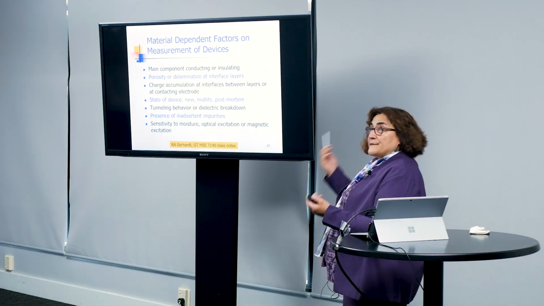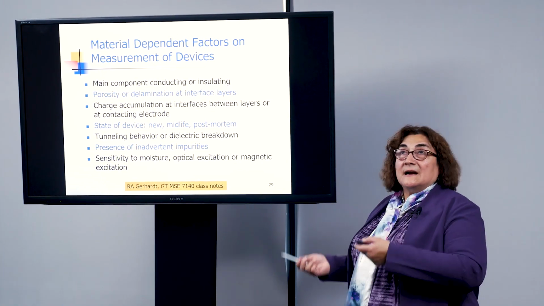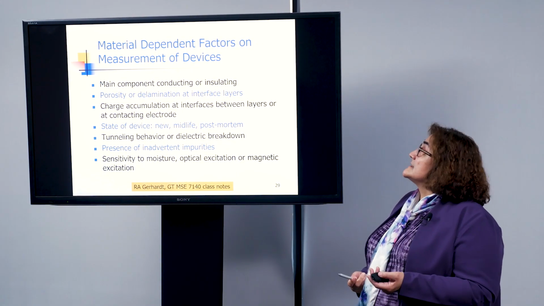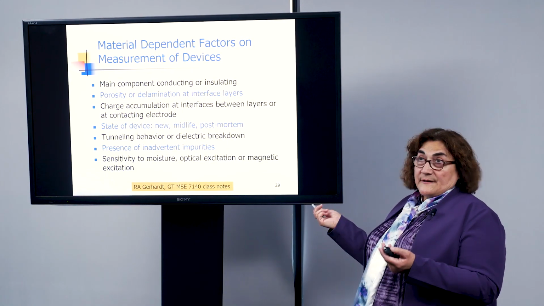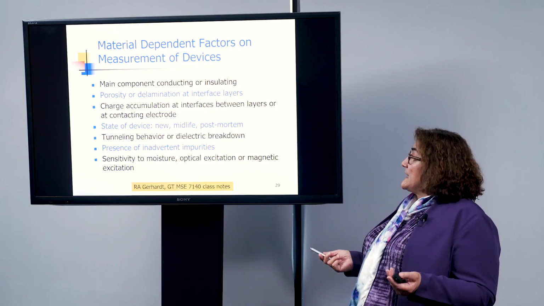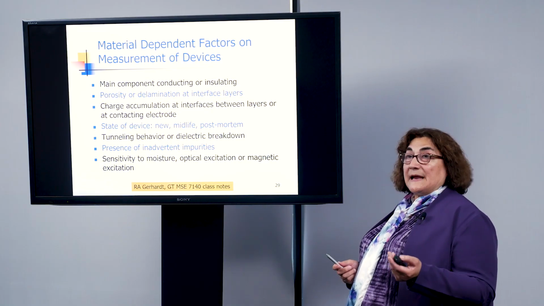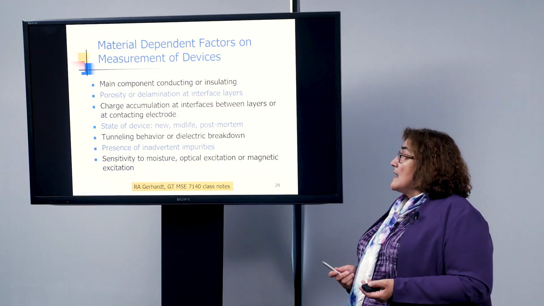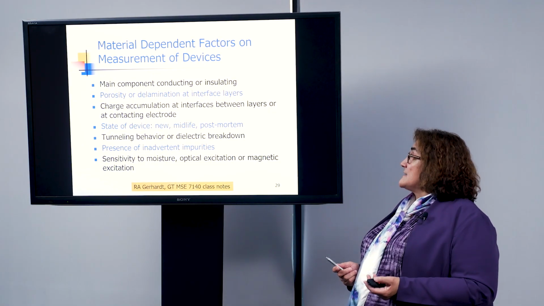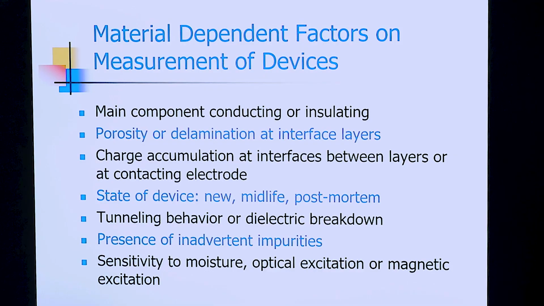So if you were working with devices, a lot of the same features are important, whether the material is conducting or insulating, whether you have porosity or delamination at interface layers, whether you have charge accumulation at interfaces. What is the state of the device? Is it new? Is it during midlife? Or is it post-mortem? Has it already broken down? Impedance can actually help you understand the differences between those.